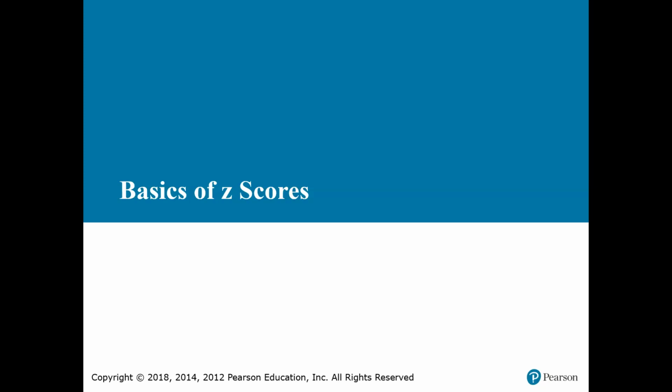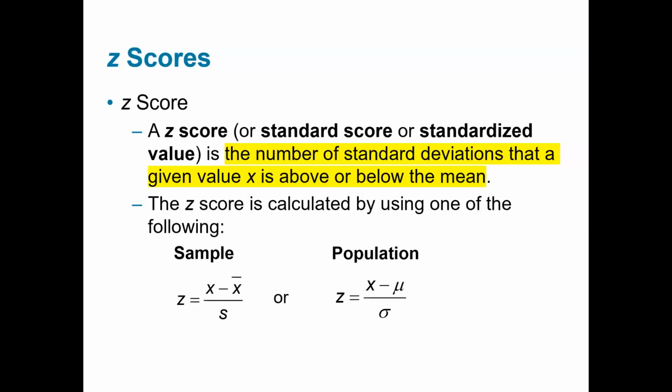So let's start with the basics of z-scores. A z-score, sometimes called standard score or standardized value, is the number of standard deviations that a given value is above or below the mean. So essentially what a z-score does is it tells us how it differs or varies from the mean.